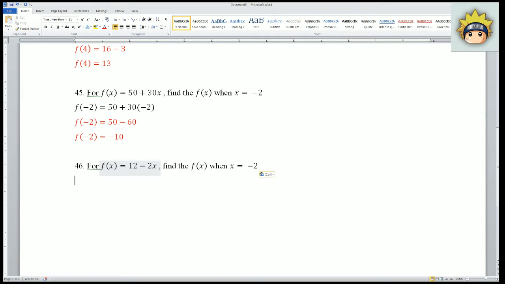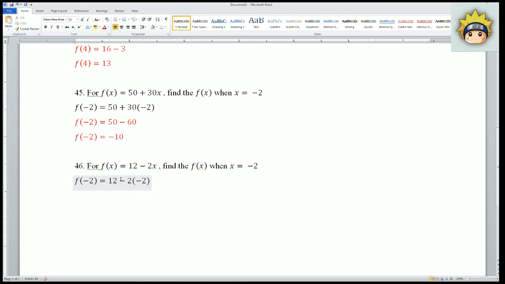The function equals to 12 minus 2x. Evaluate the function when x equals to negative 2. First step, always rewrite the function. Evaluate when x equals negative 2. So we put in negative 2 here because that tells us we're evaluating it at negative 2. Wherever you see the x value, you're going to substitute in negative 2 because we're evaluating it at negative 2 here.